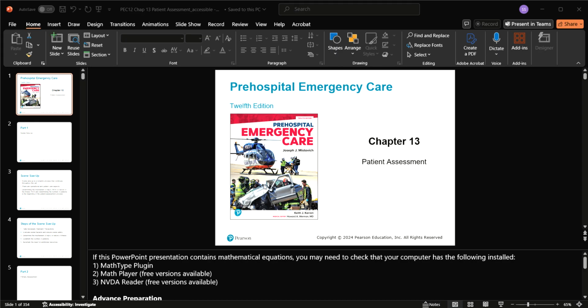Waste time here, you know what I'm saying? Just want this to be beneficial. All right, so talking about the secondary assessment. We're going to blaze through this section right here because we're just talking about DCAP-BTLS here.